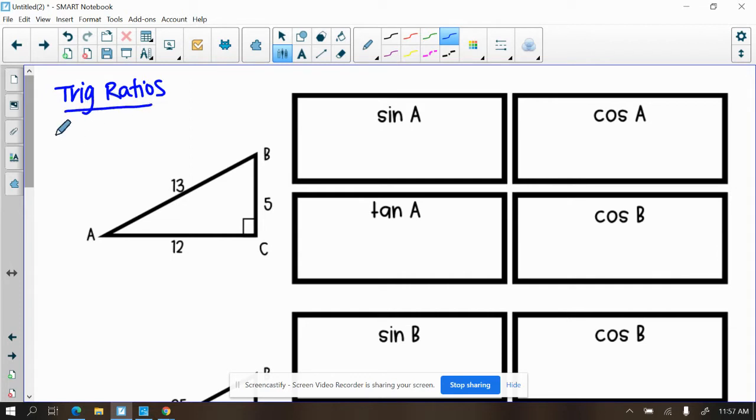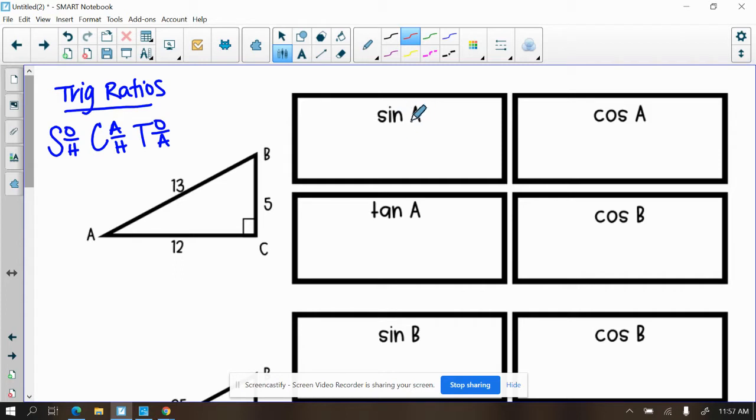The way to remember them, and I like to write it like this because that shows our fraction: sine is opposite over hypotenuse, cosine is adjacent over hypotenuse, and tangent is opposite over adjacent. So, SOH CAH TOA. All right, so let's just do a couple examples and then learn how to use that calculator to find the actual values.